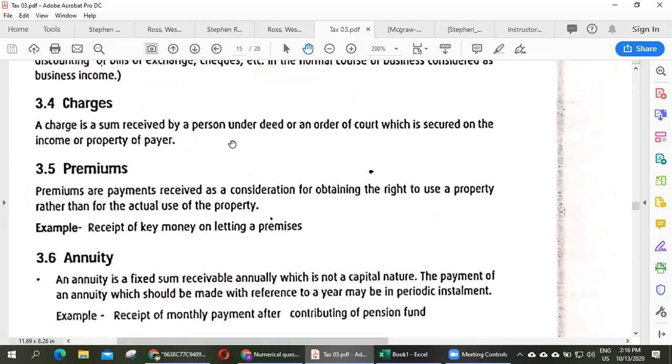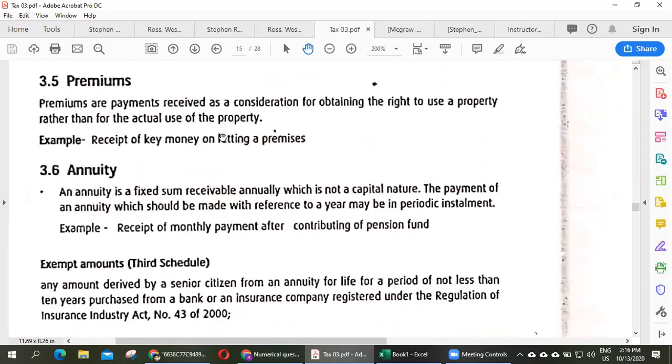And charges. A charge is a sum received by a person under a deed or an order of the court which is secured on the income or property of the payer. Premium. Premiums are payments received as consideration for obtaining the right to use a property rather than the actual use of the property. Example: receipt of key money on letting premises.